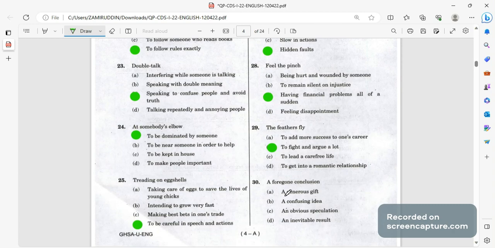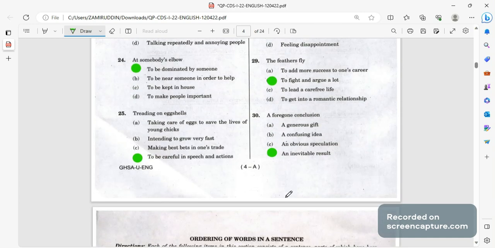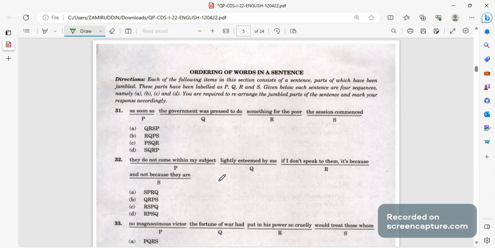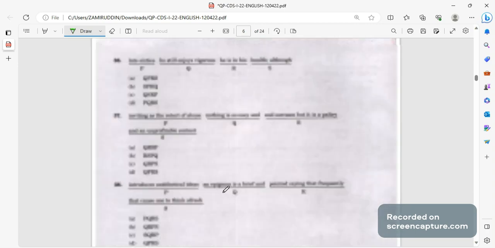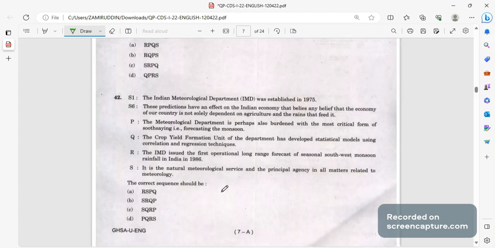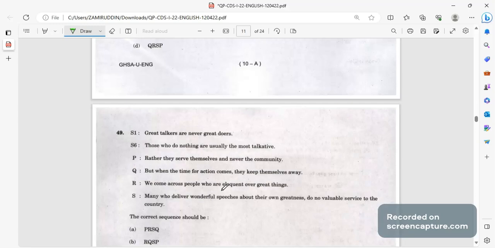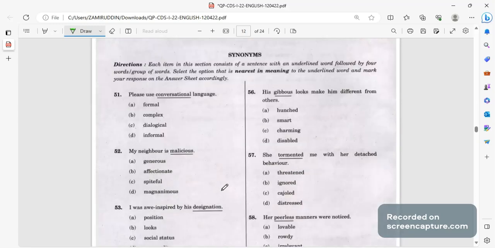A foregone conclusion, foregone conclusion which means an inevitable result, ऐसा रिजल्ट जिसे तुम अनदेखा नहीं कर सकते. Foregone conclusion, ऐसे conclusion को जिसे हम अनदेखा नहीं कर सकते. Ordering of sentences, we won't be looking at the ordering of sentences. These may change and will definitely differ from person to person according to what they know about rearrangement. We'll move ahead towards synonyms.